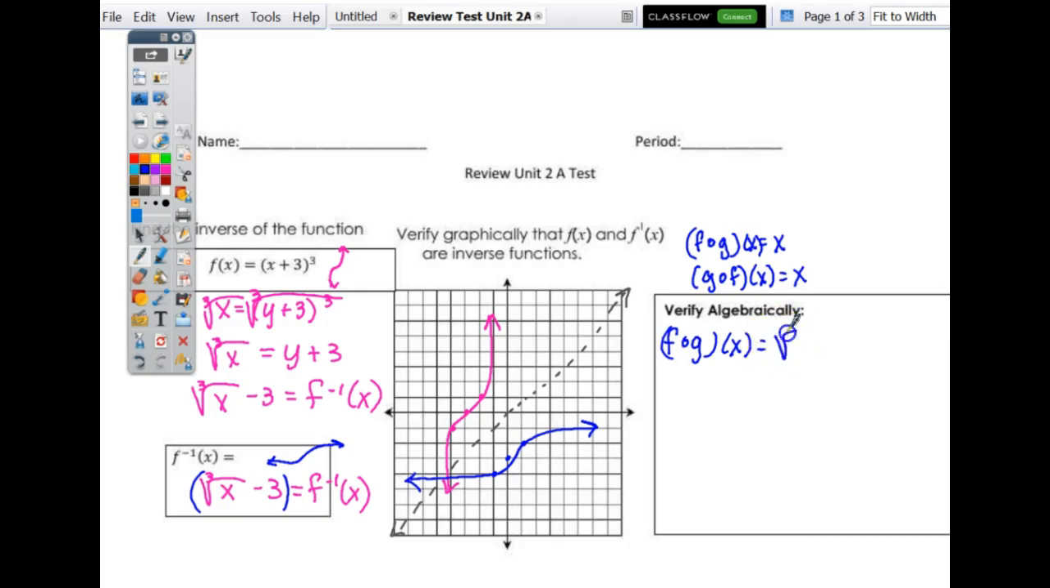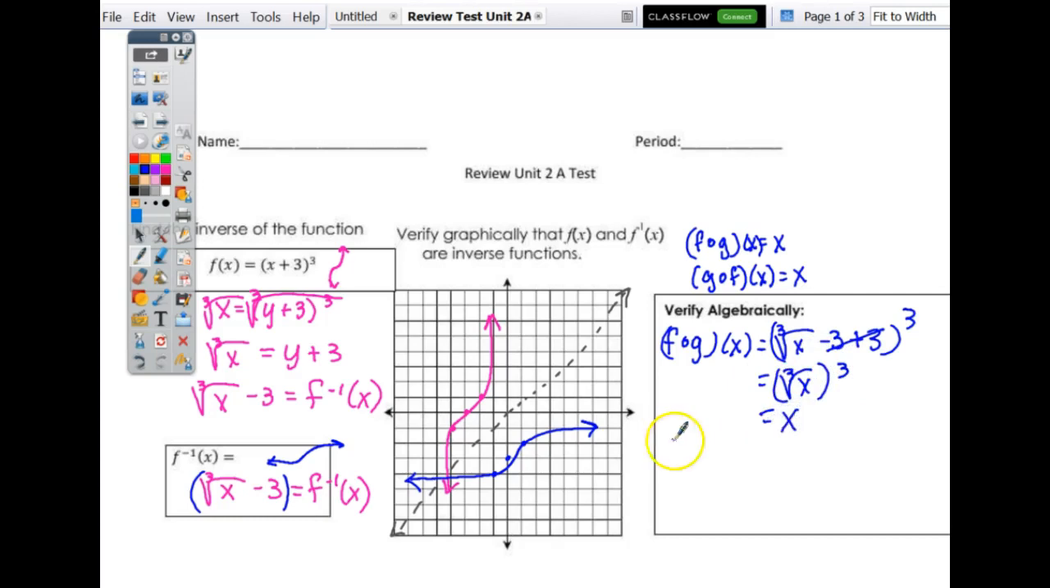So I'm going to get the cube root of (x − 3), and then from here I get plus 3, cubed. The minus 3 plus 3 cancels, so I'm left with the cube root of x cubed. So these are reciprocals, so this equals x. So now I'm going to try it the other way.